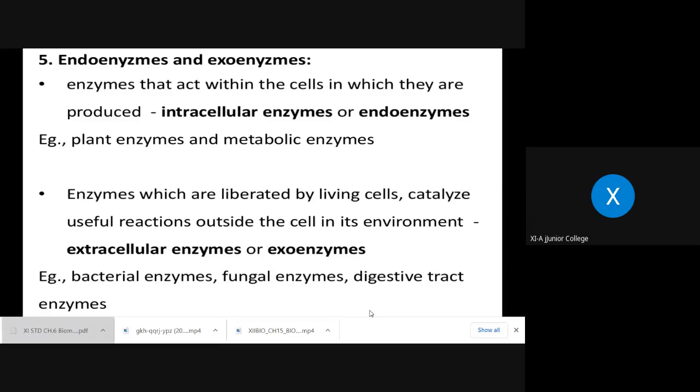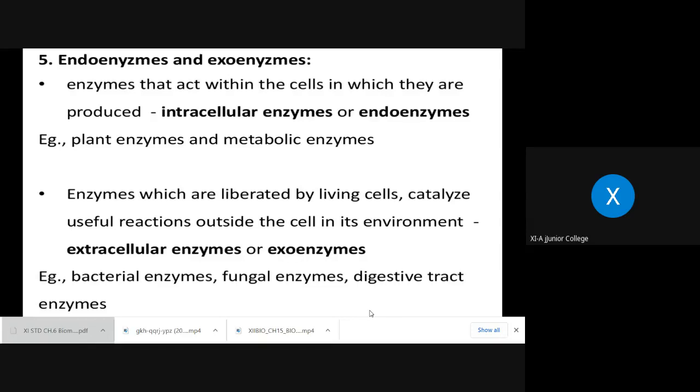So there are two more categories you need to remember, that is endoenzymes and exoenzymes. The name itself suggests: endo means inside, within the cell, and exo means outside the cell. Enzymes that act within the cells in which they are produced are considered endoenzymes or intracellular enzymes. For example, plant enzymes and metabolic enzymes. Plants produce these enzymes, and within the cells they are acting. So these are intracellular enzymes, also called endoenzymes.